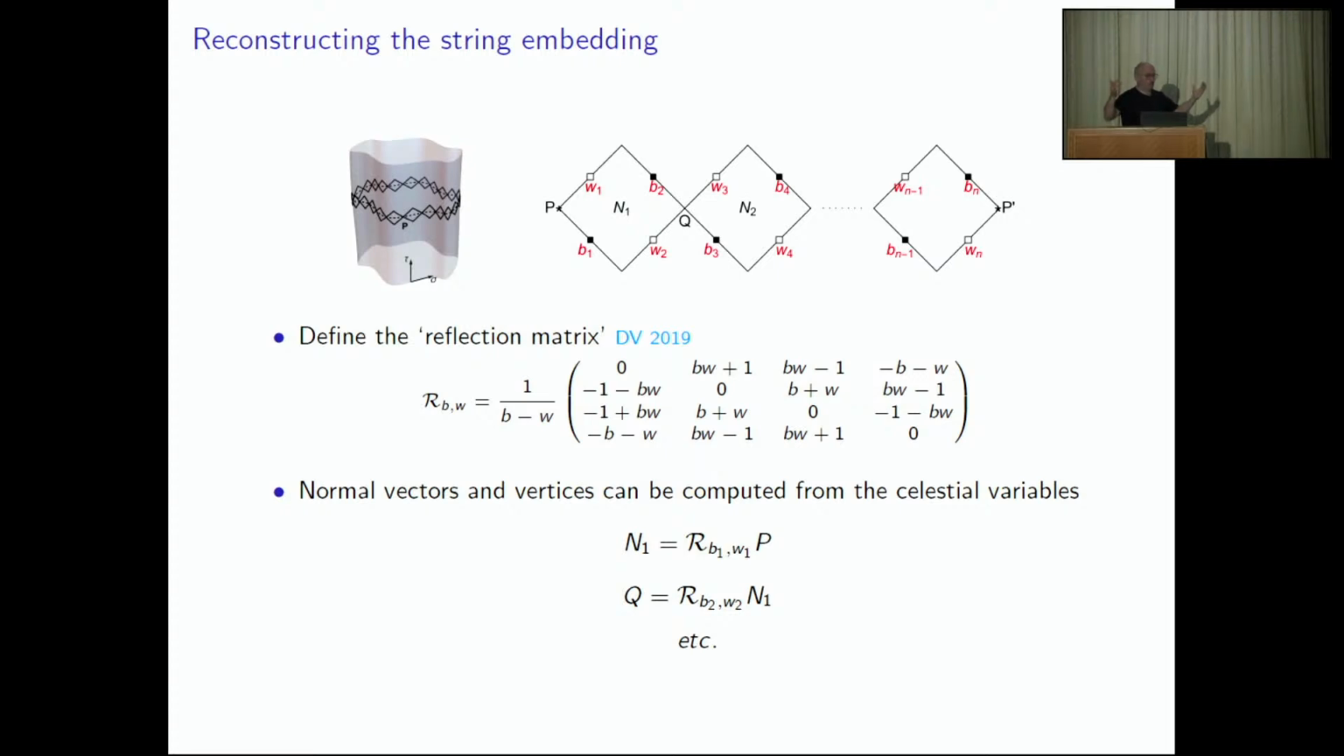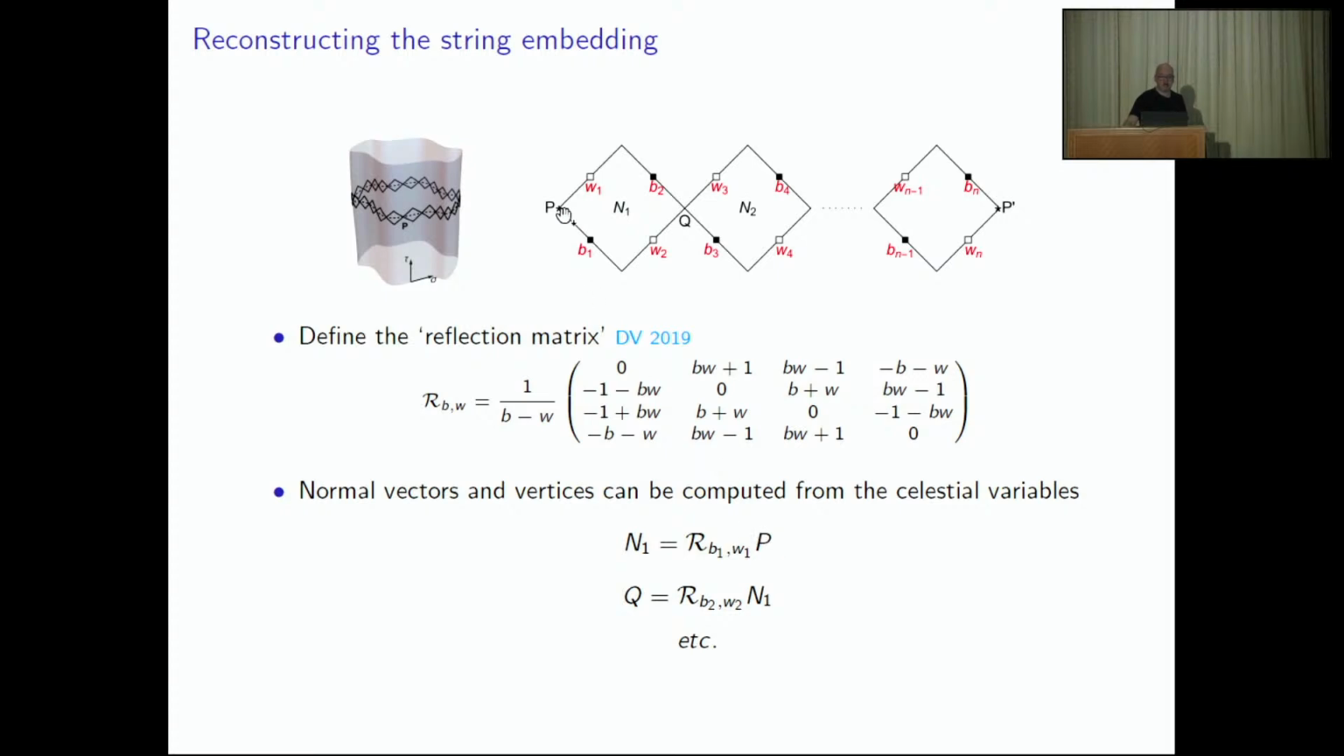Okay, so what if you have all these celestial variables, you solve the equation of motion. How do you reconstruct the string embedding? Well, it's not too complicated. Here is the artist's impression of a worldsheet, and there are some kink lines here denoted by these black lines. I sort of unwrap it, and I show it here on the right-hand side as well. If the enemy gives you these two rows of celestial variables, this, that, etc., and the enemy also gives you the P point, you can compute the normal vector of this adjacent AdS2 patch using some complicated, not too complicated, reflection matrix.